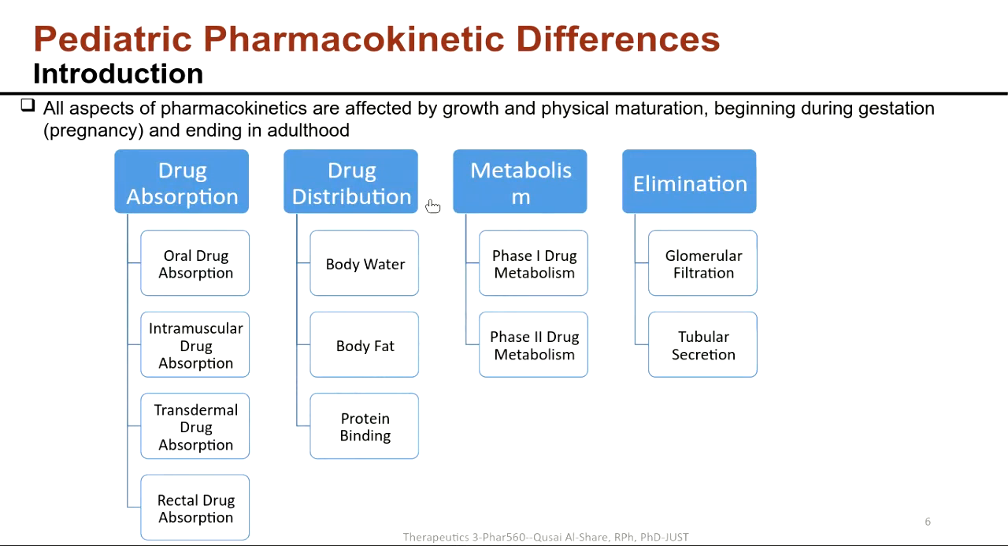The third one is metabolism. We will be talking about it next time. We will talk about phase 1 reactions and phase 2 reactions. The phase 1 normally is the oxidation reduction reactions and hydrolysis, and the phase 2 is the conjugation. As you know, these are 2 phases for drug metabolism, mainly in the liver, in order to make the drug more polar so it can be excreted. And the 4th branch of pharmacokinetics is elimination. We will be talking about glomerular filtration in the kidney and tubular secretion as well.